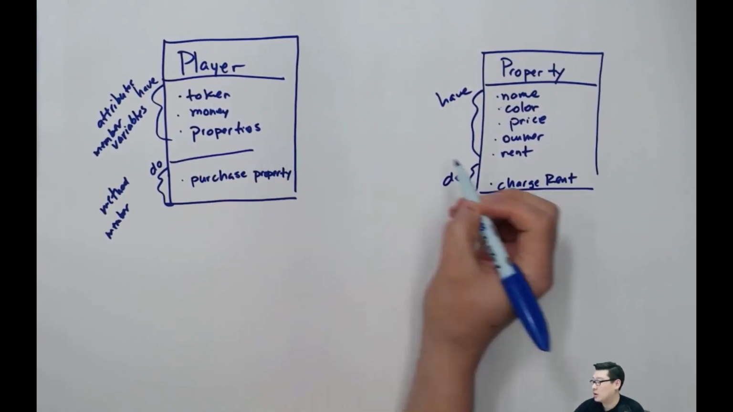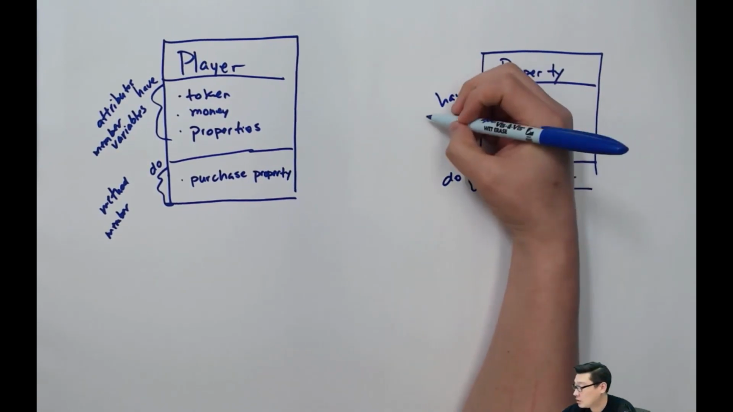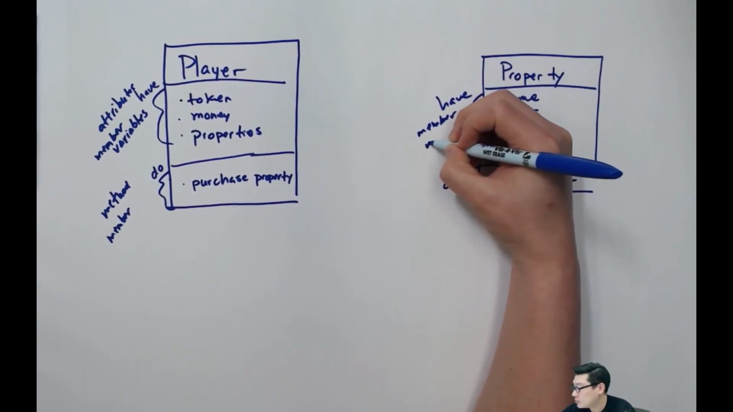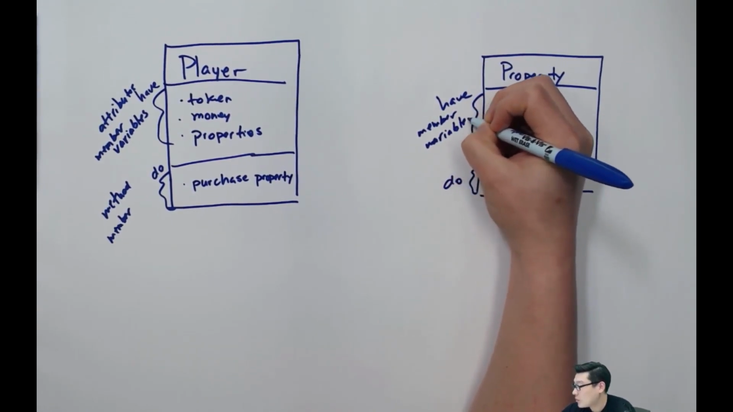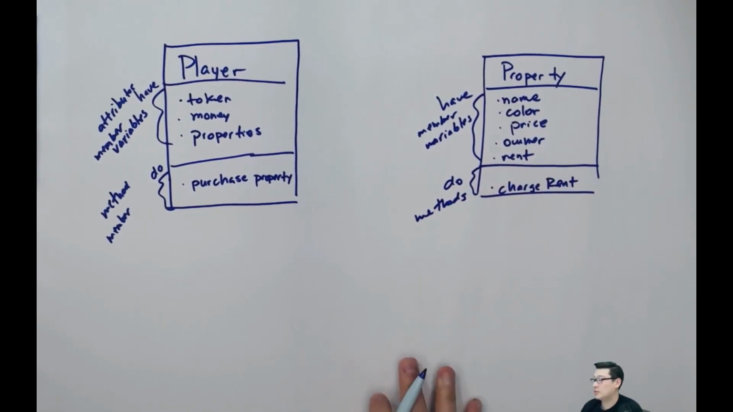Okay, so I'll draw a line here, another line here. So again, these are called member variables and methods, or member methods.